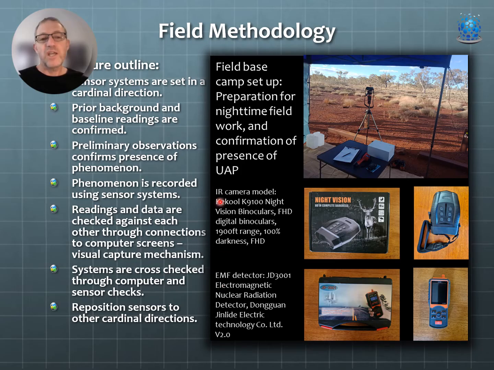And here I've just got the key pieces of equipment: night vision goggles, FHD digital for video and stills, and an EMF detector that also does gamma, in terms of a Geiger counter. I did tests for that there and found nothing beyond background readings in terms of gamma radiation while being surrounded by the phenomenon and the manifestation of orbs and rods. But we could look at that in more detail in an expanded study.